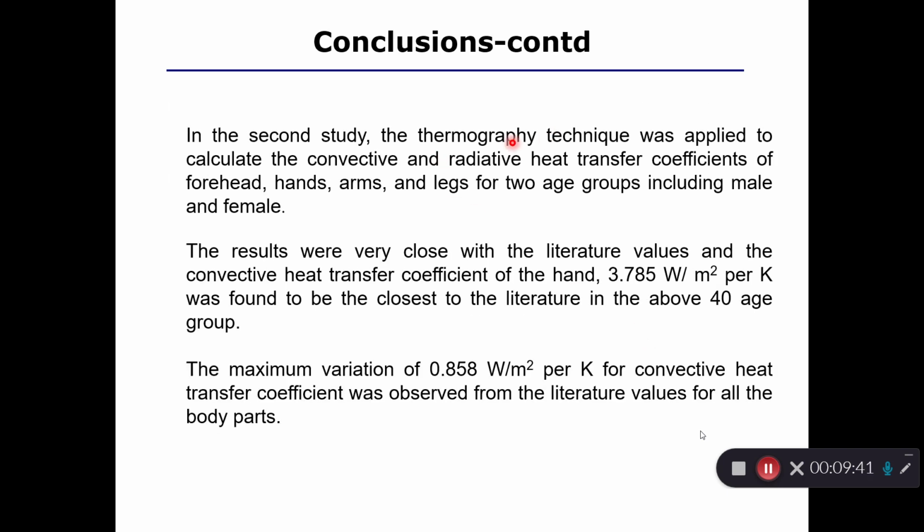And in the second study, thermography was applied for calculating the radiative and convective heat transfer coefficients for two age groups and two different sexes. The results were very close to the literature values. The convective heat transfer coefficient of the hand, 3.785, was found to be the closest to the literature in the above 40 age group. The maximum variation, being 0.858 watt per meter square per Kelvin for the convective heat transfer coefficient, was observed from the literature values for all the body parts.